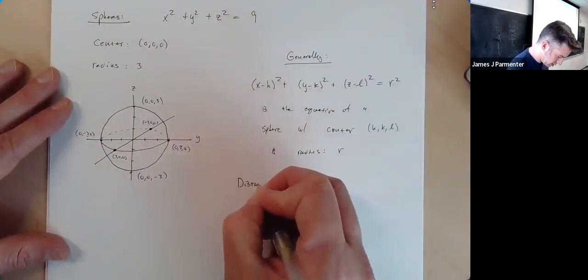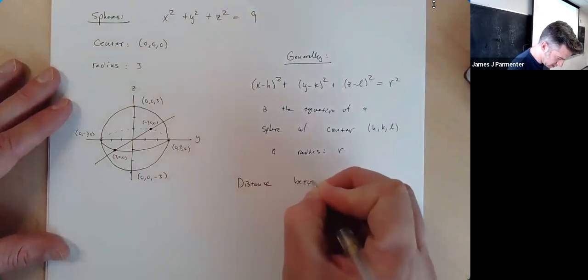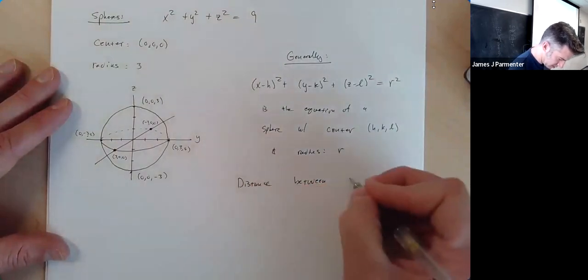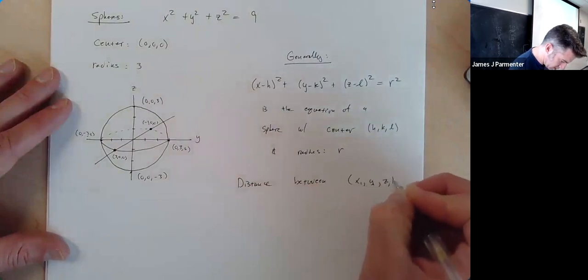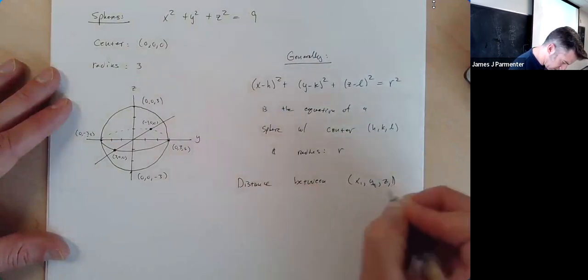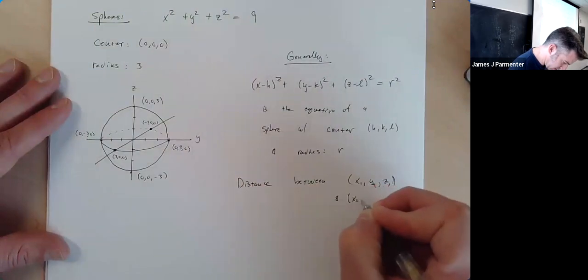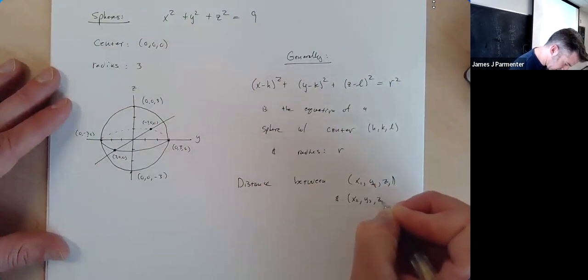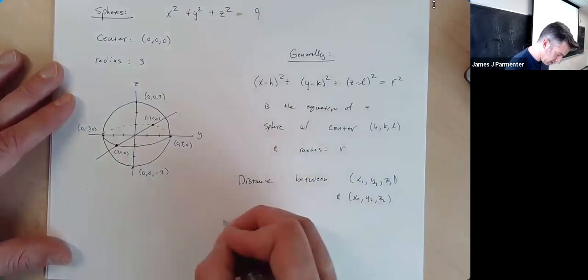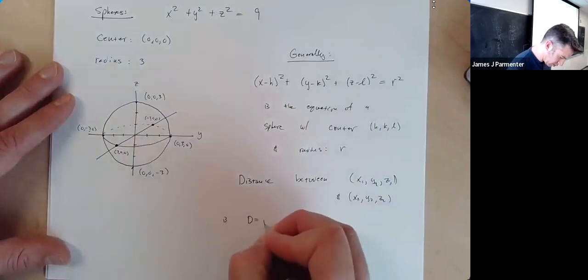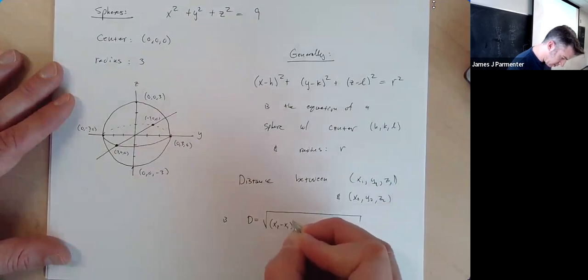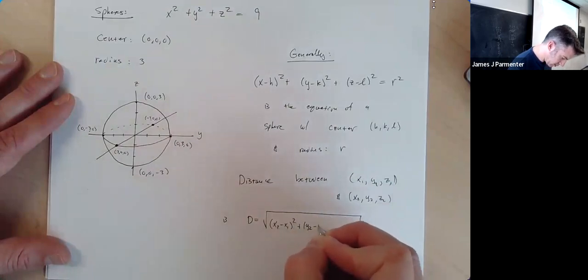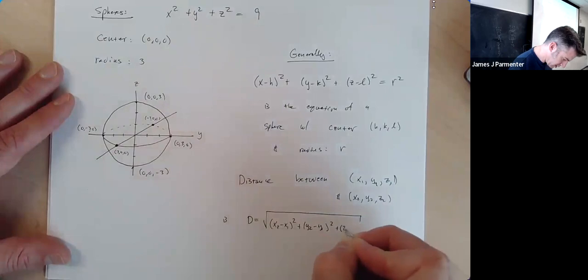So distance between 2 points in 3 dimensions, let's say x1, y1, and z1. And wow, those are ones? Yeah, those are ones. And x2, y2, z2 is the usual thing. The distance is the square root of x2 minus x1 squared plus y2 minus y1 squared plus z2 minus z1 squared.